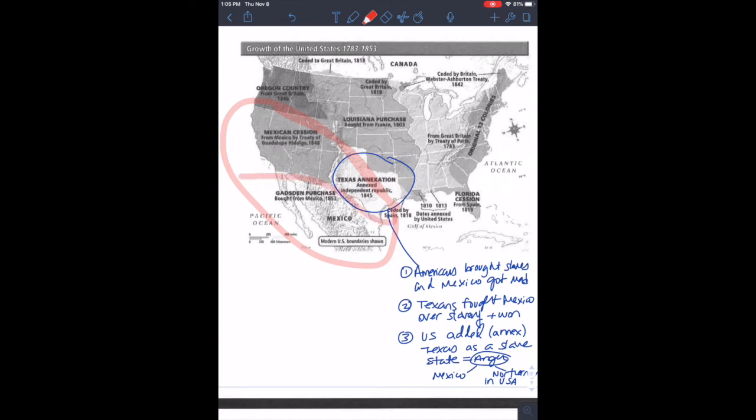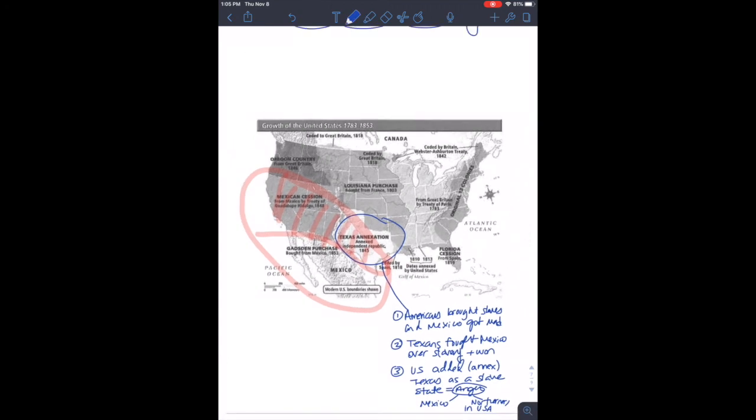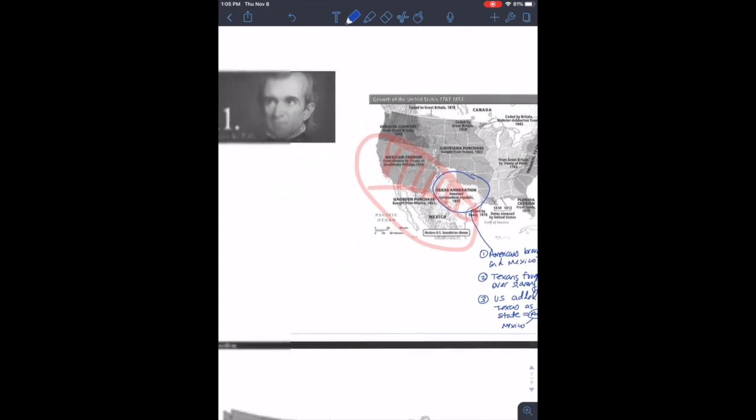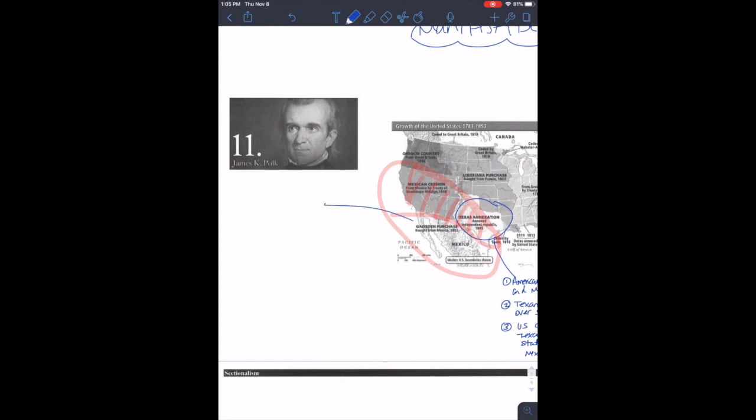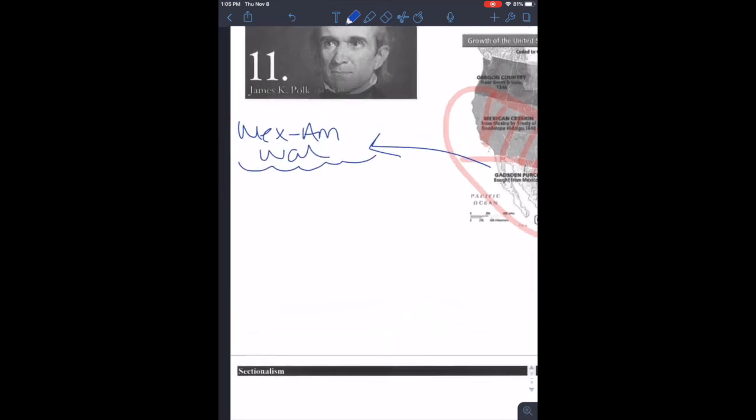So that land that the U.S. gains is called Mexican cession. Mexican, because it's from Mexico, and cession means to give up or to stop. So Mexico gave up that land to stop the war. It didn't want to lose any more land. So this is a controversial war.